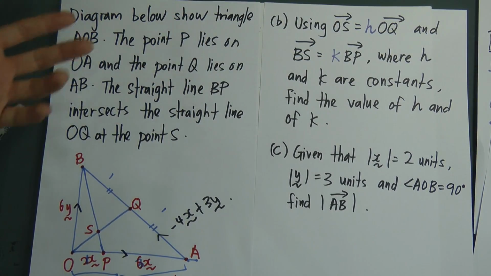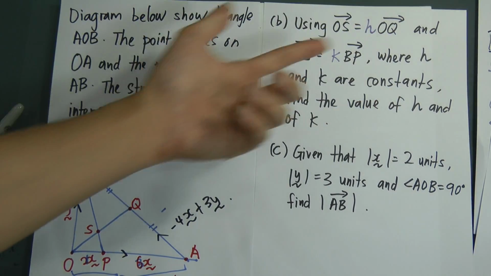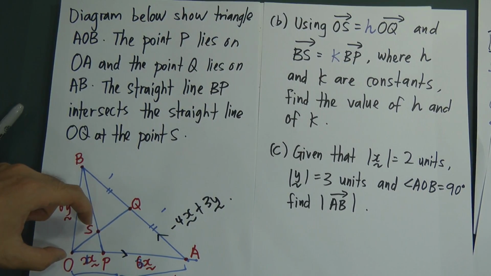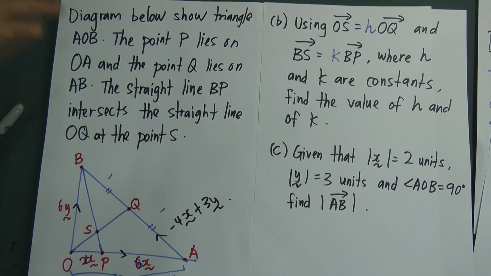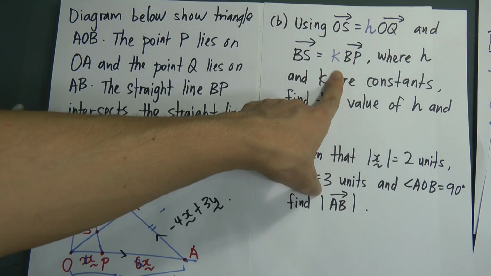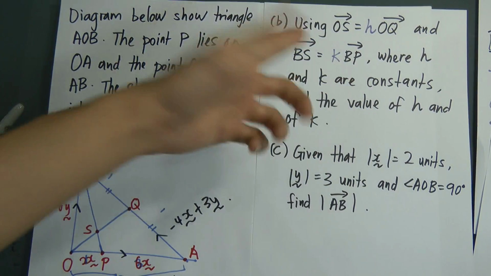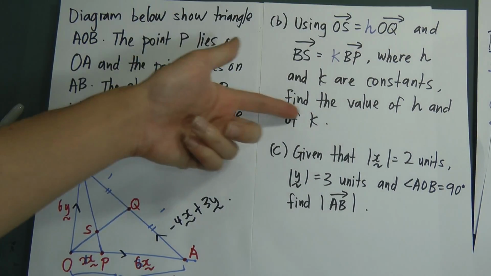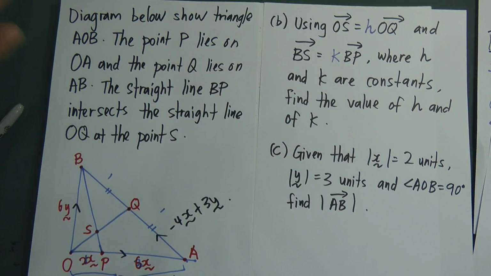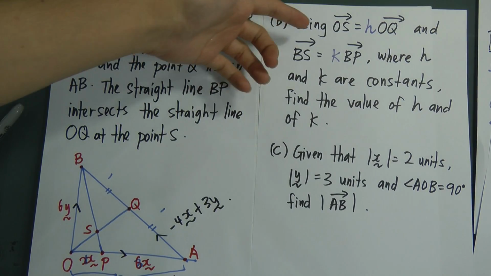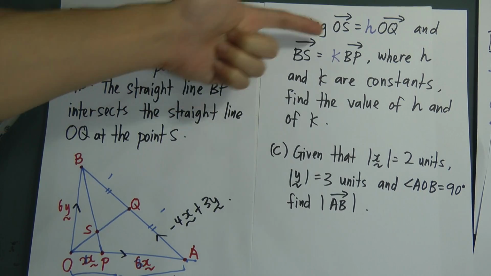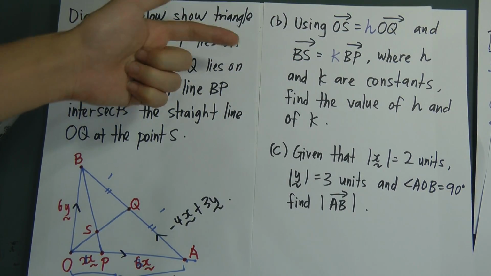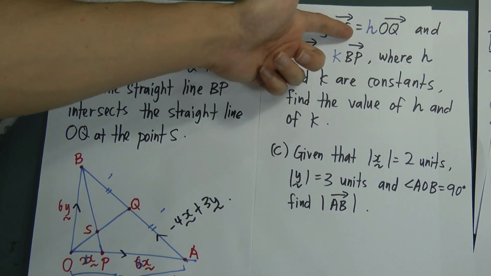If let's say OS equals 3OQ, then actually the ratio over here is 1 and 3, something like that. So H and K are actually constants. Now we have to find the values of H and K. So how to find them? Before you start, you must be able to find the connection between OS and BS. Both have S, right? So you can either do the connection for BS or for OS.